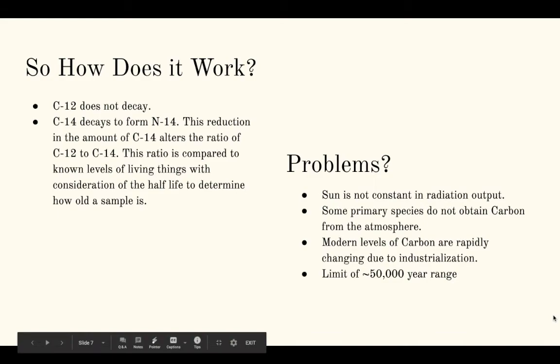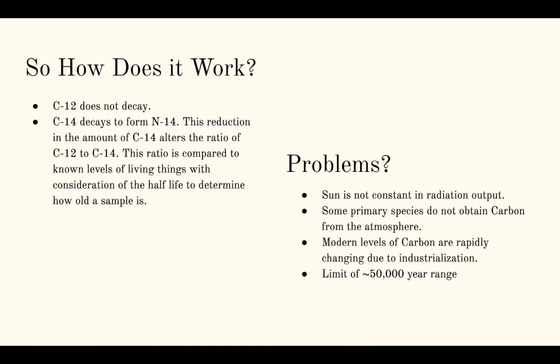And some primary species find carbon from other sources rather than from the atmosphere. Modern levels of carbon are also changing rapidly due to industrialization. As we emit carbon into the atmosphere through the burning of fossil fuels and other things, it skews the levels comparatively to what they were when an organism died maybe 20, 30,000 years ago. So for these reasons we have given, it has a limit of 50,000 years.